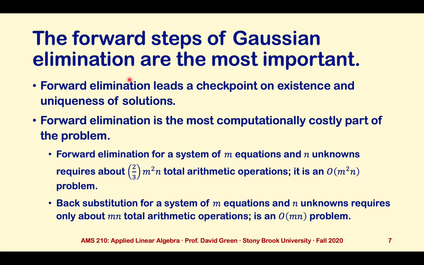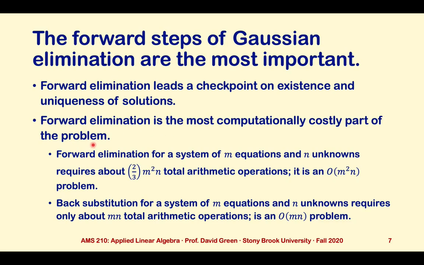It provides a checkpoint on uniqueness by seeing: is every variable a pivot, or are there free variables, and so on. So at the end of forward elimination, we might not know the solution, but we know the type of solution. We know whether there is no solution, many solutions, or a single unique solution. Forward elimination is also the most costly part of the problem.